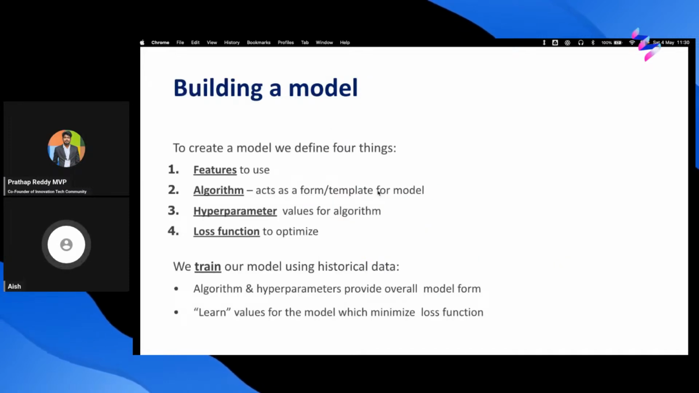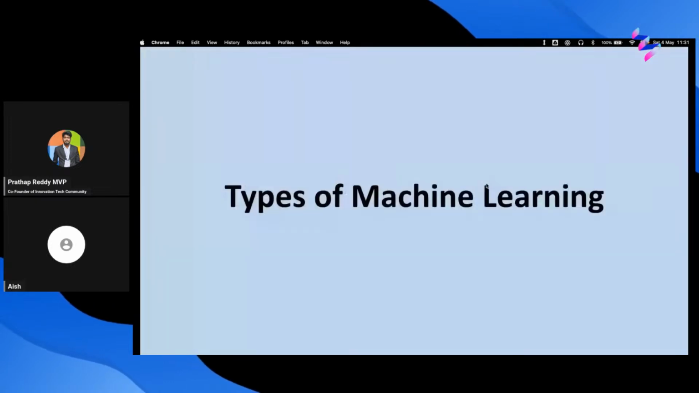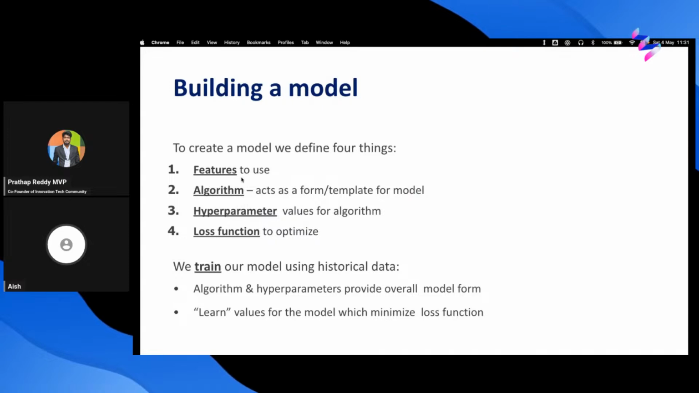Okay, so how do we build an ML model? There are three, four things which you should know about a model. Firstly, there are the features. You remember we talked about the features over here. These are my features: neighborhood, square footage, bedrooms, and so on. So features are the parameters on which my house price depends, like area, bedrooms, and so on.